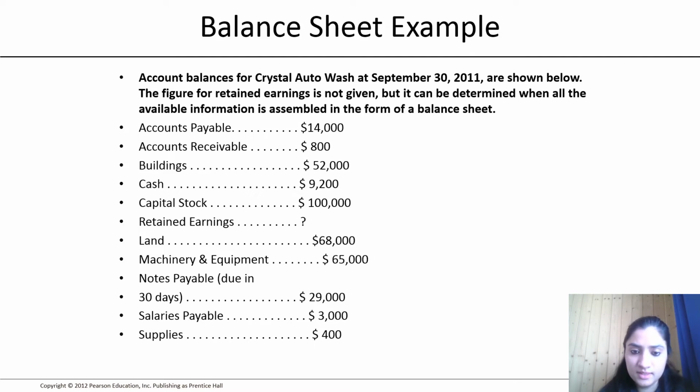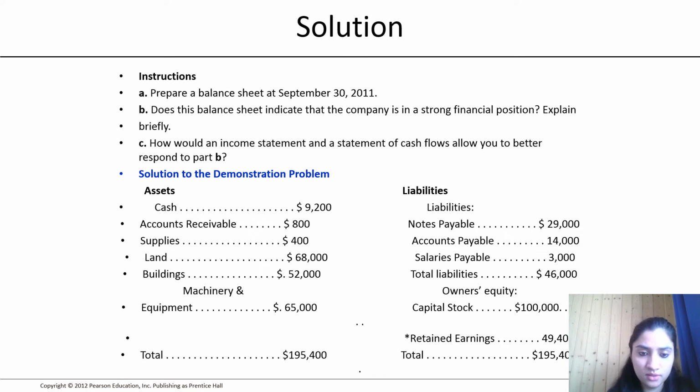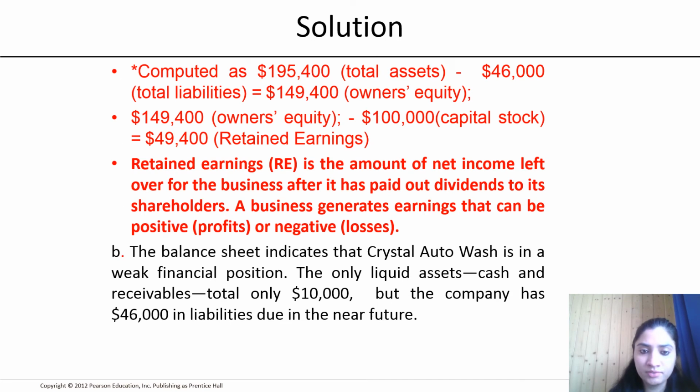Machinery and equipment is an asset. Land is an asset. Notes payable is a liability. Salary payable is a liability that we owe. Okay. So if you see here, you can see all the information about the assets and the liabilities and the owner's equity. And now I will let you know how we have calculated the retained earnings.